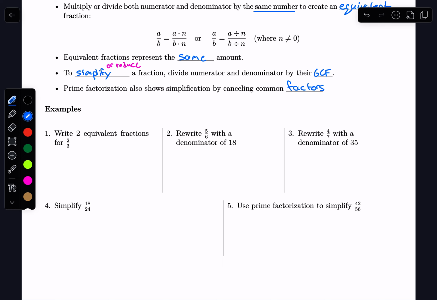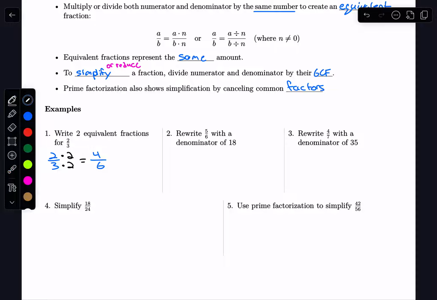So what I'm going to do is take the fraction 2 over 3, and I'm going to multiply both top and bottom by whatever number I want. I can choose any number as long as I do the same thing on top and bottom. So I'm going to choose 2 as the first number I use. Now when I do this, on top 2 times 2 is going to give me 4, and on the bottom, 3 times 2 is going to give me 6. So I just showed that 2/3 is equivalent to 4 over 6 by multiplying both numerator and denominator by 2.